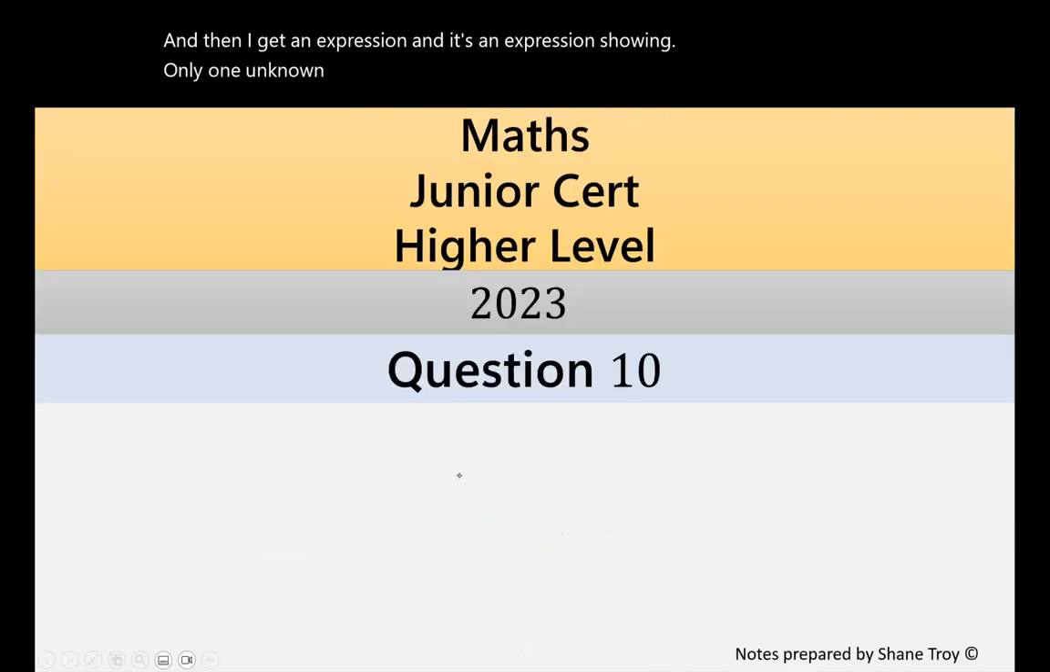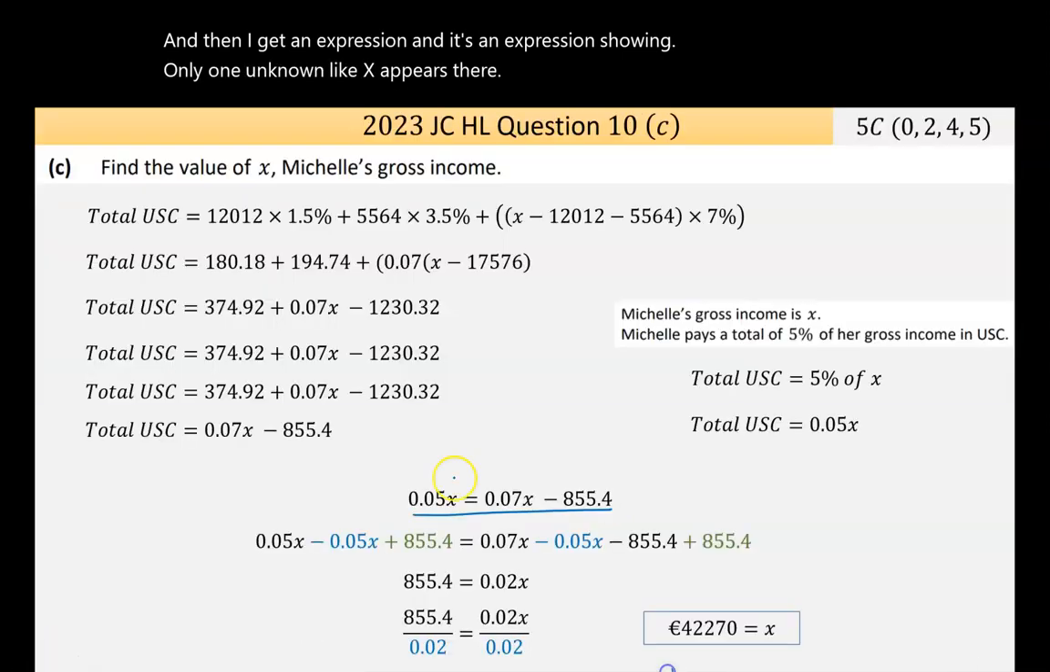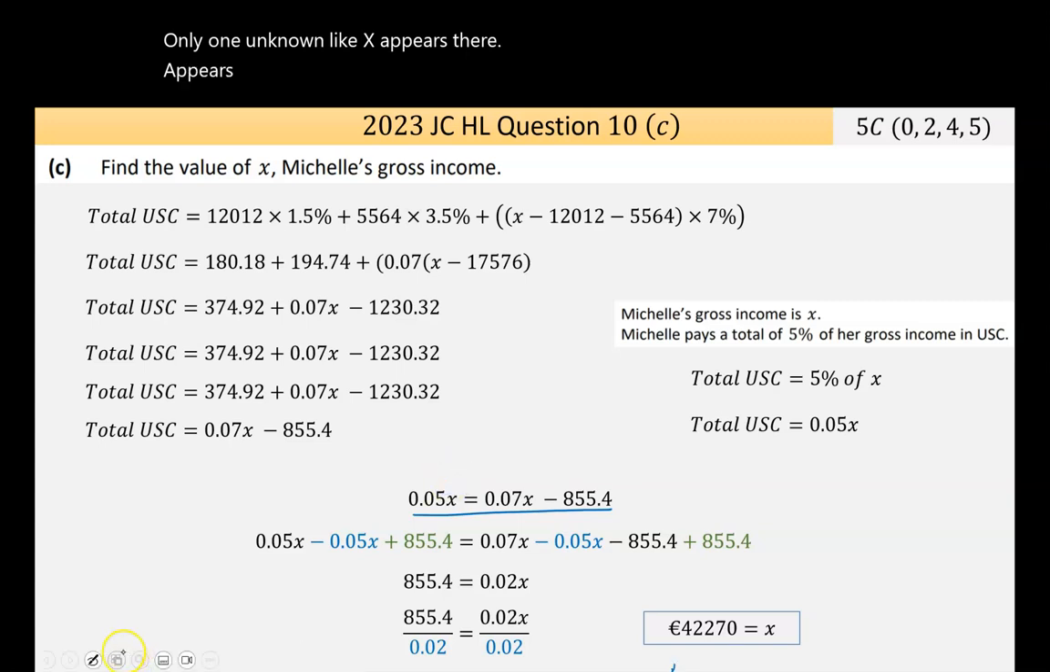Like x appears there twice. I'm using a new tablet and it's not playing ball.